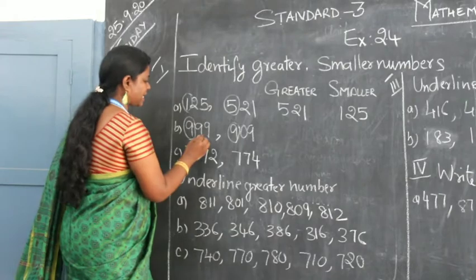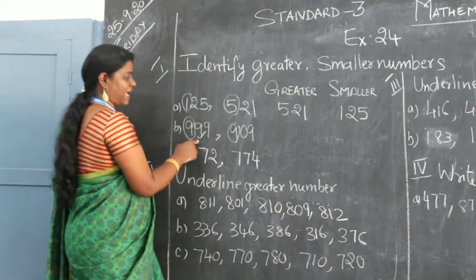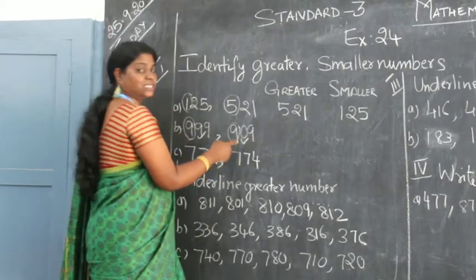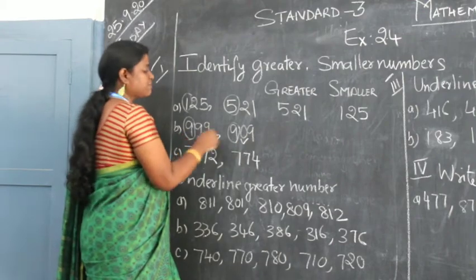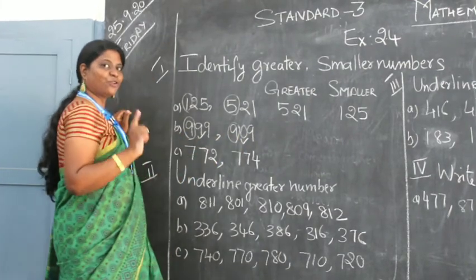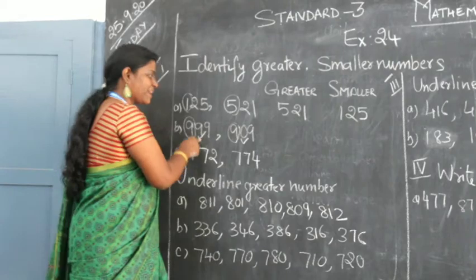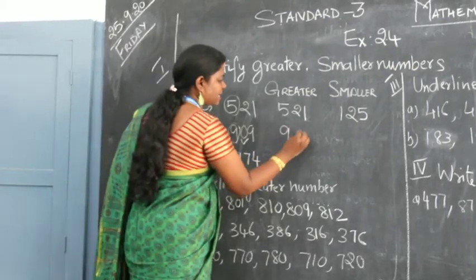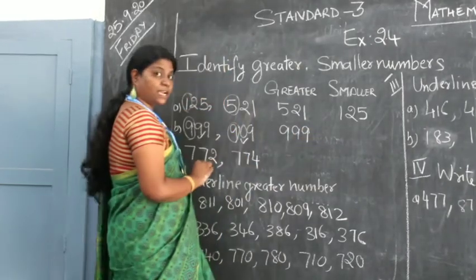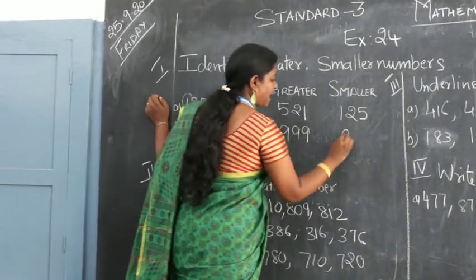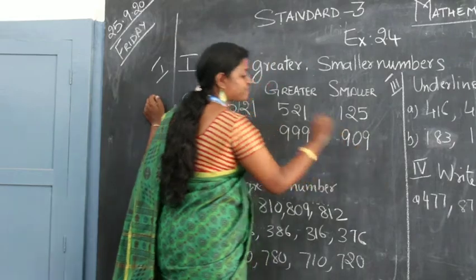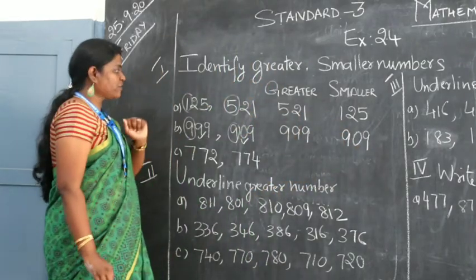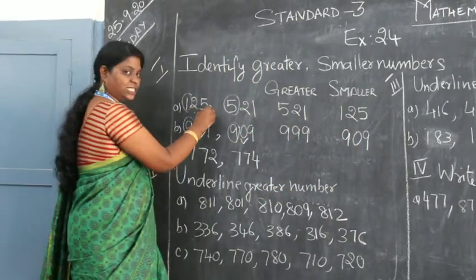Let's move on to the second number. The second number here is 9, but the second number here is 0. Which is big, 9 or 0? Obviously you all know that 9 is a bigger number, right? So now you got to know that 999 is a bigger number when compared to 909.